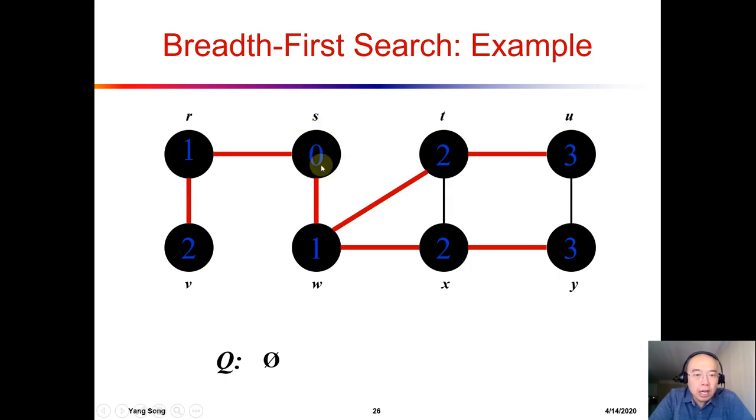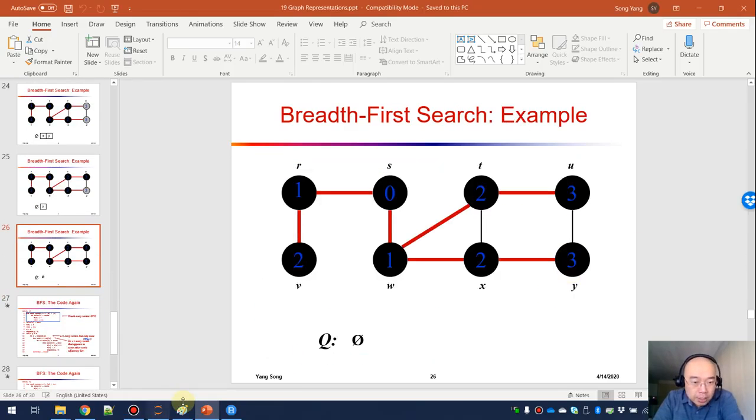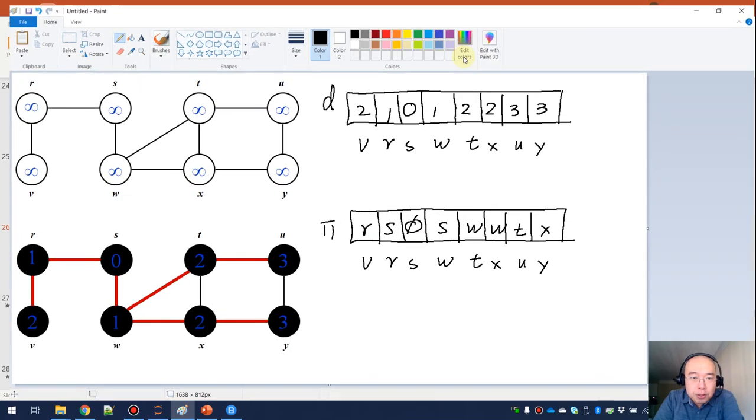So if we consider S as a root, then S has two children, R and W, right? So R has V, and W has T and X as two children, and T has U as a child, and X has Y as a child. So this is already a tree structure, even though it doesn't really look like a tree structure. Okay, so before we finish, let me show you this visualization I made.